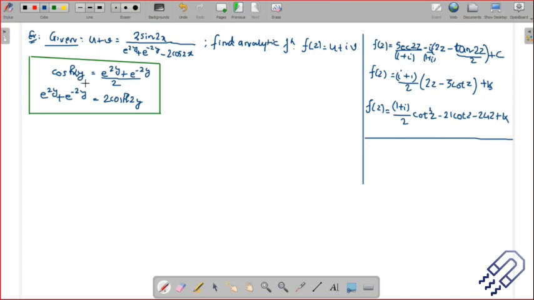For cos hyperbolic 2y, you have to use the relation (e to the power 2y plus e to the power minus 2y) by 2. So that means e to the power 2y plus e to the power minus 2y can be replaced by 2 cos h 2y. Okay, so I'm just going to do it now. Let's just try.